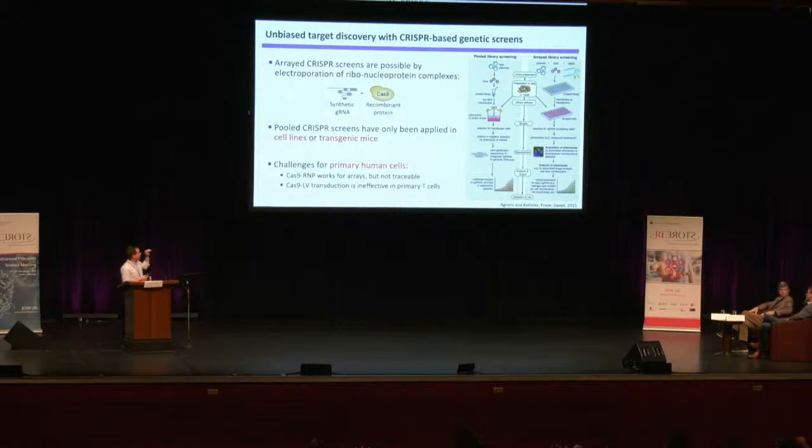However, when we do Cas9 RNP, or ribonucleoprotein, electroporation, where we just couple a synthetic guide RNA and a synthetic protein, although we can perform a successful knockout, this is only compatible with arrayed screens, because the guide will eventually be degraded and we'll have no record of what perturbation the cell has undergone.